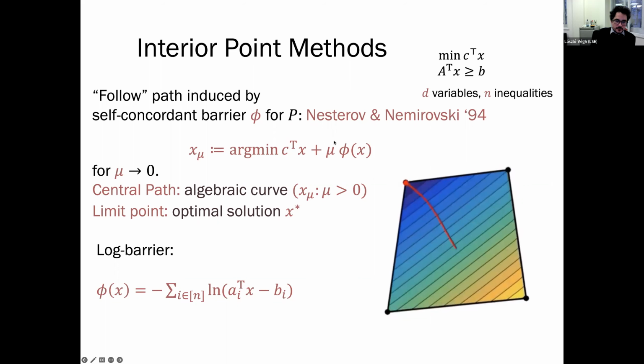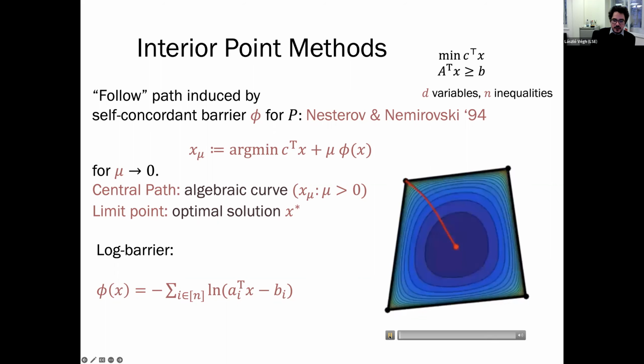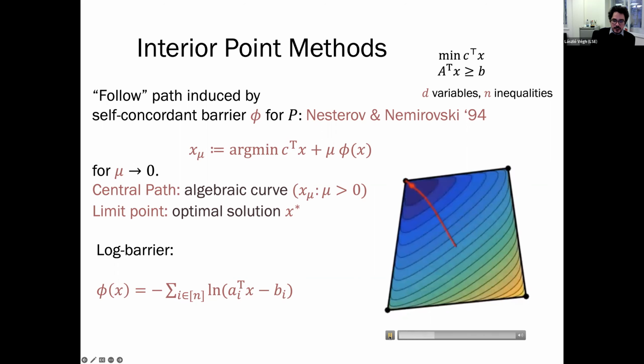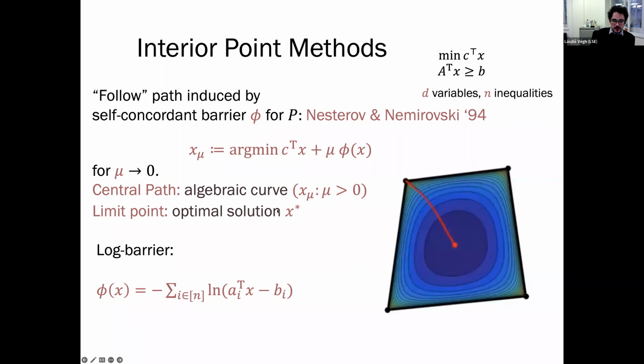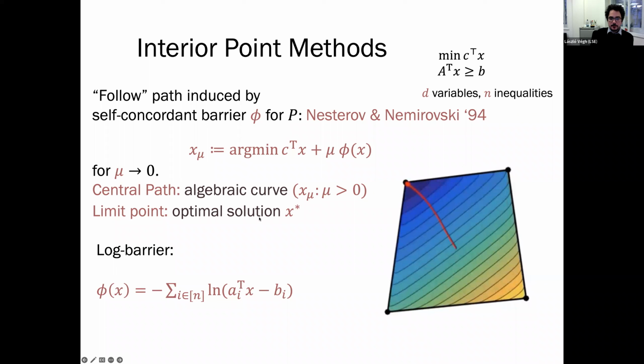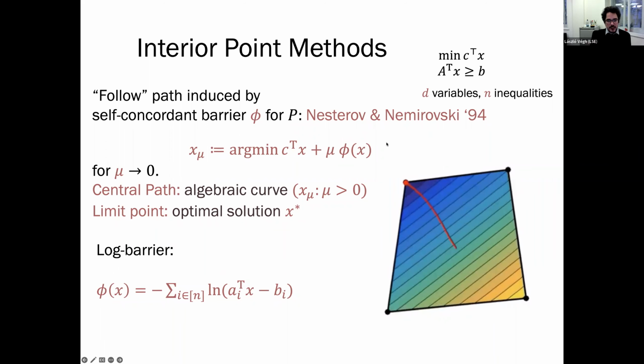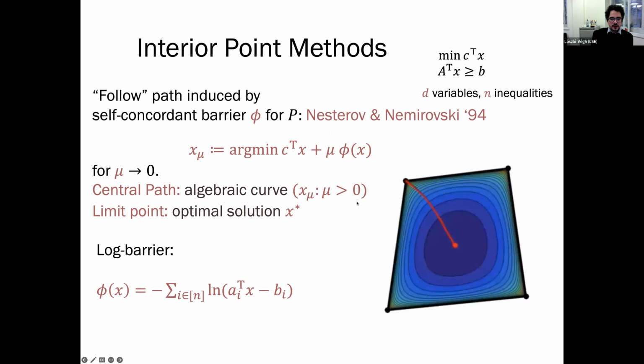And as we go along, in the limit, we will converge to an optimal solution of the original linear program. The good thing about this formulation is that it's a convex function. We can use general convex optimization techniques to minimize it. And in fact, interior point methods by and large use Newton steps, but in a way that the target is moving, as this mu is becoming smaller as we go along.